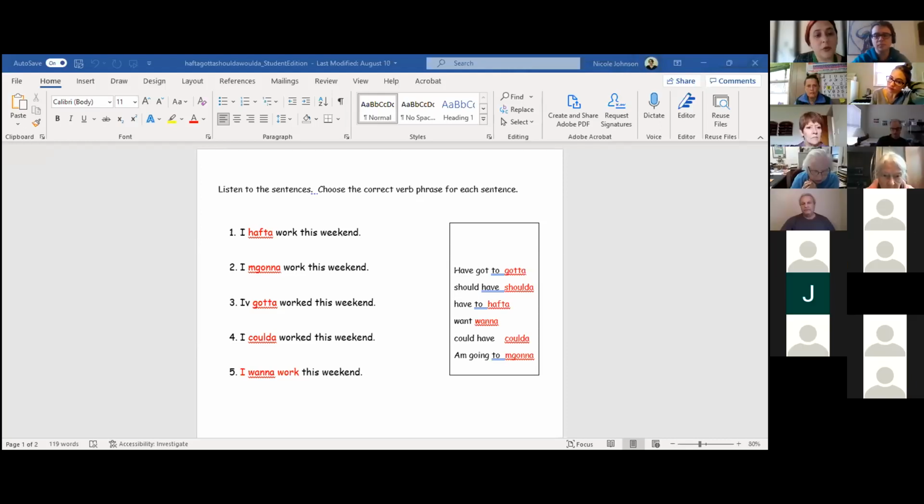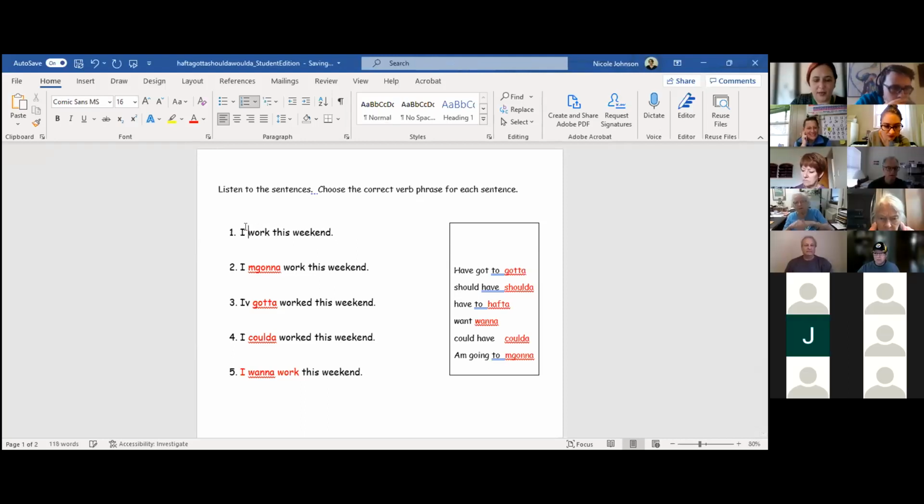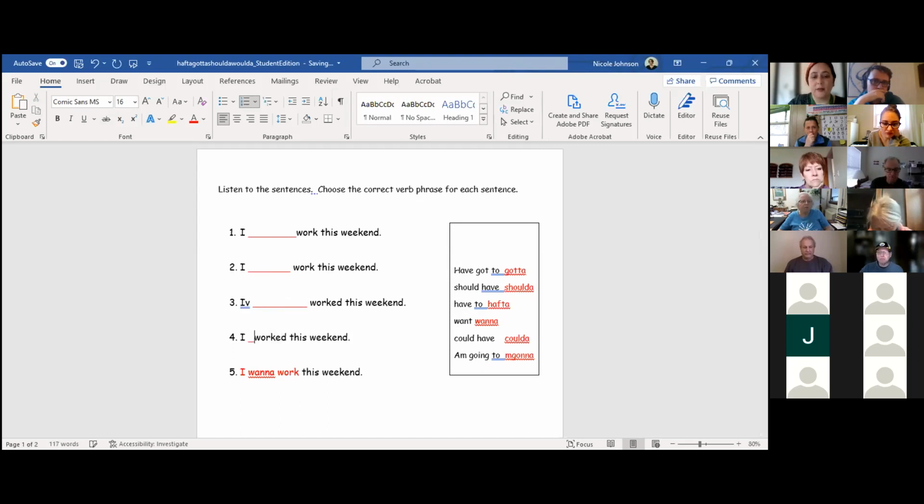Okay, so here is a worksheet that I've made. Actually going to take out, so it would really have a blank line here for each of these. And on the side, it has choices: have, got to, should have to, want, could have, am going to. And I kind of go over with them what those sound like when they're reduced. And then I will say each sentence and they fill in the blank.